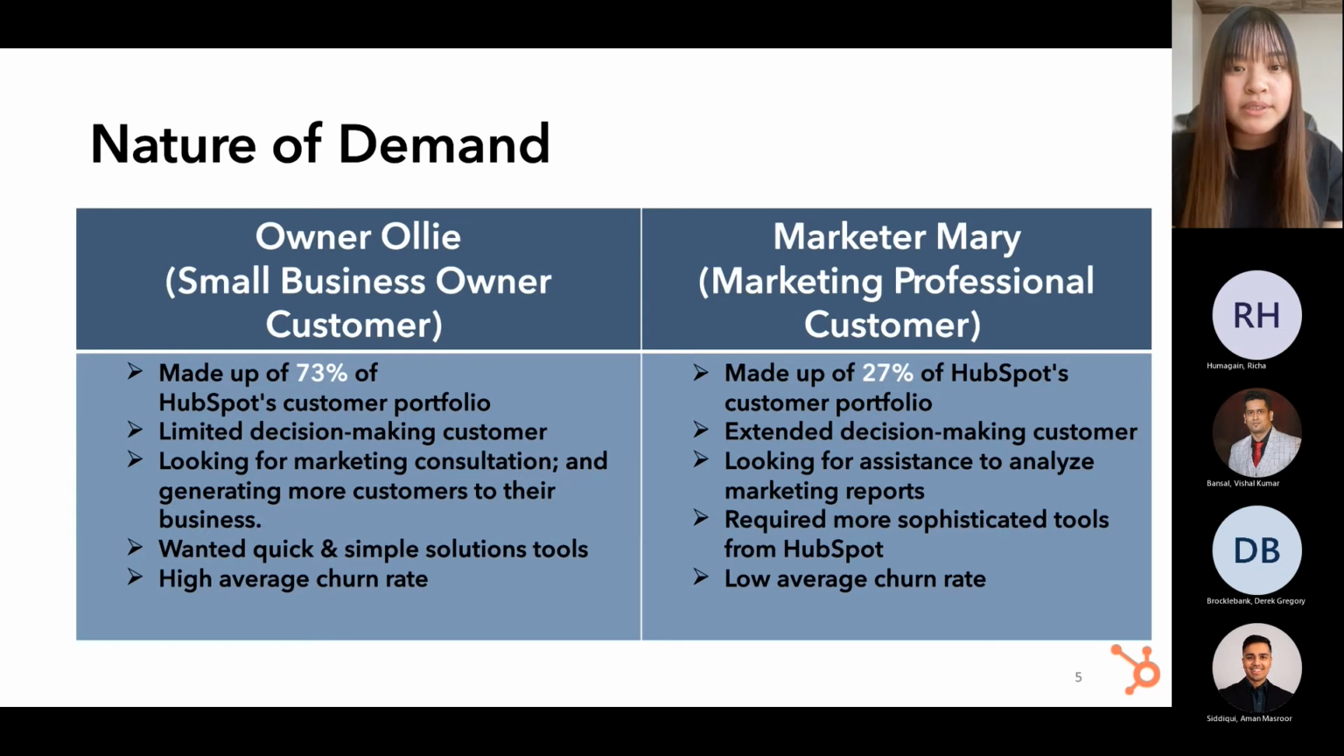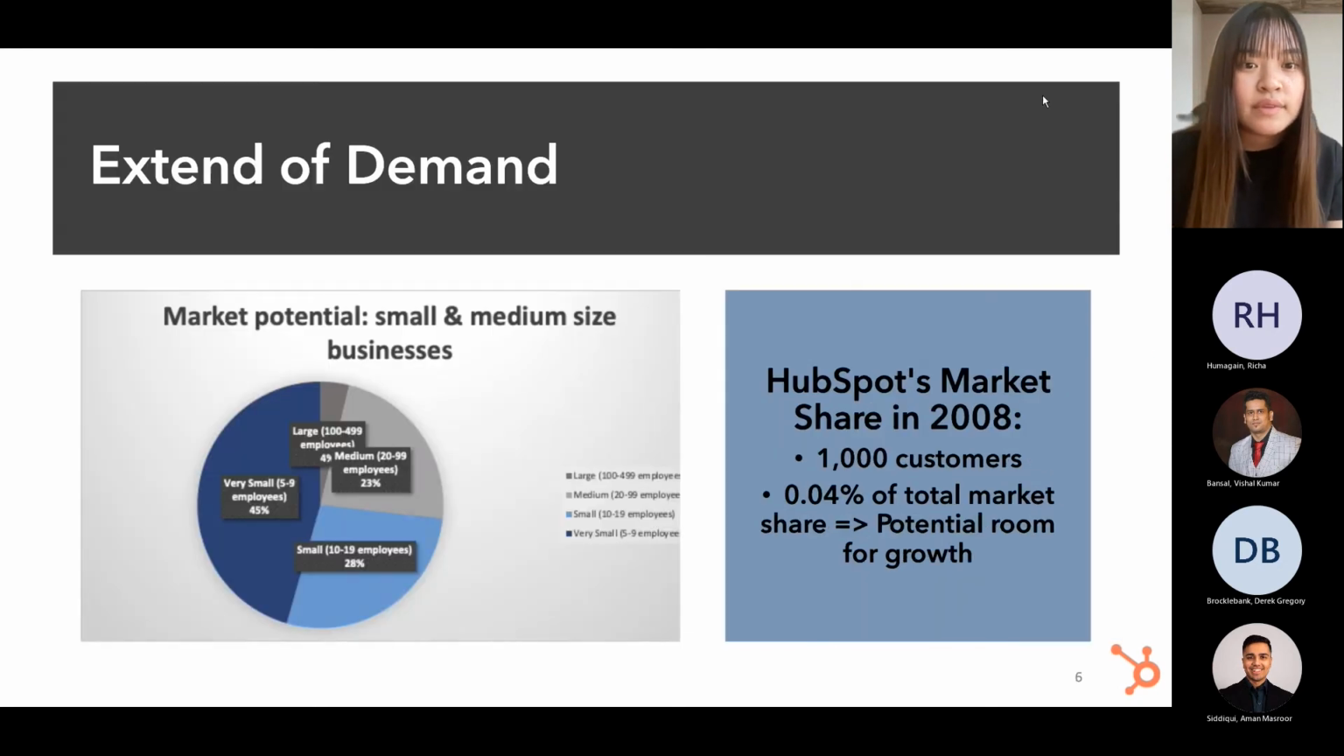The other type of customer is Marketer Mary. So they are a marketing professional customer, interested in the analytical capacity of HubSpot. However, they are more expensive to acquire, and HubSpot considers them a 10 decision-making customer because they need more time to agree on the HubSpot service. But one of the good sides of Marketer Mary is they tend to be more stable compared to small business owners. And now let's look at the market share.